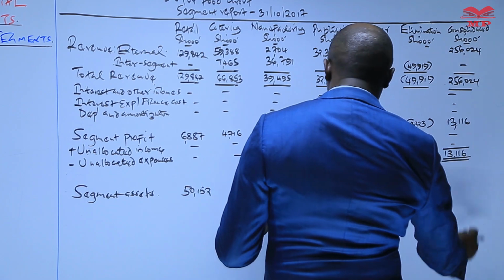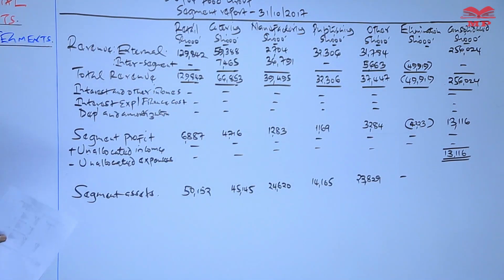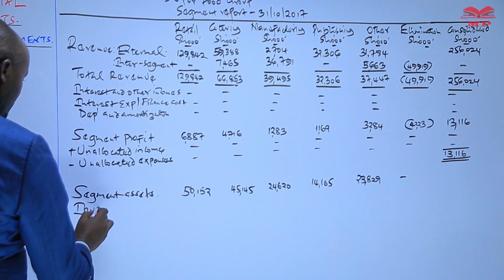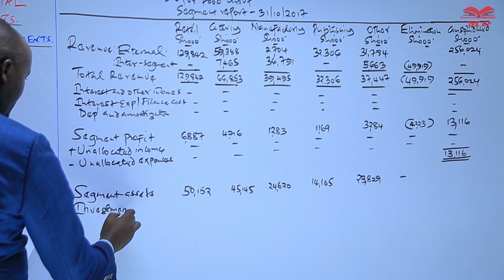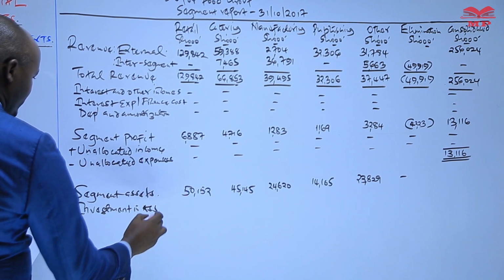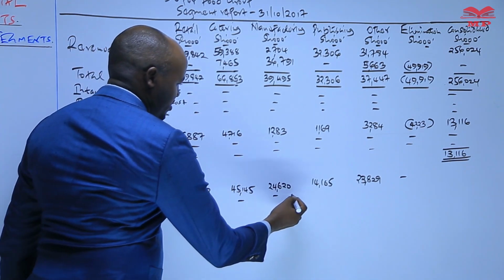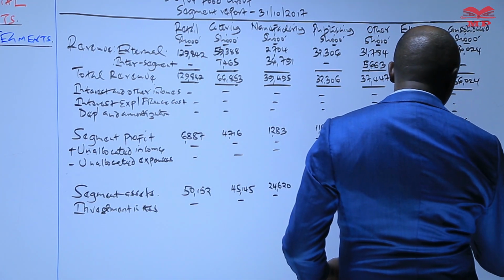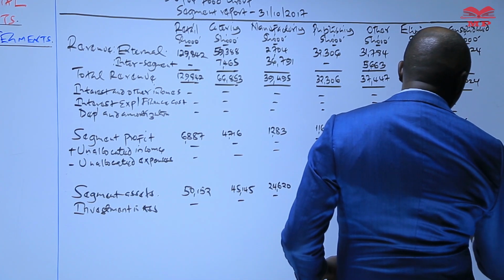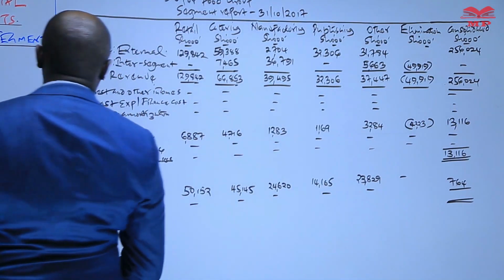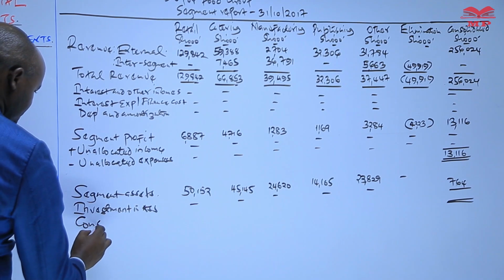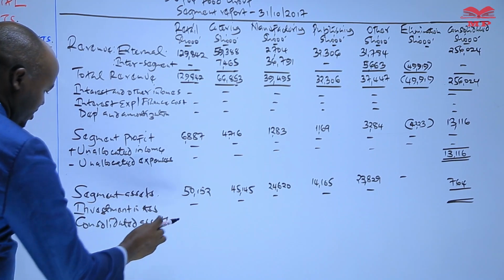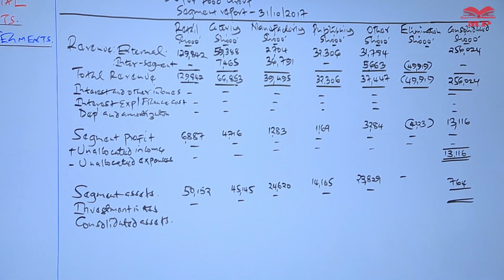And then what we need to do, we get the total, and then to this we add unallocated asset. So there is something which is known as investment in associate. That investment in associate is a good example of what we refer to as unallocated assets. Unallocated assets, and that is a figure of 764, and we are going to have something called the consolidated asset.